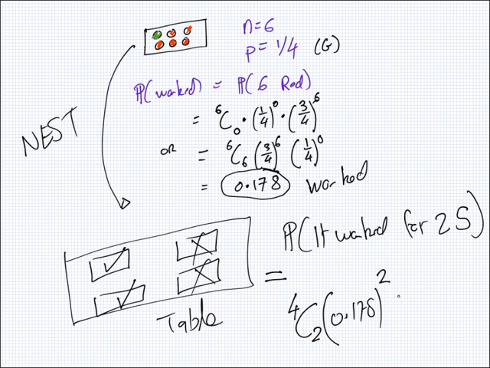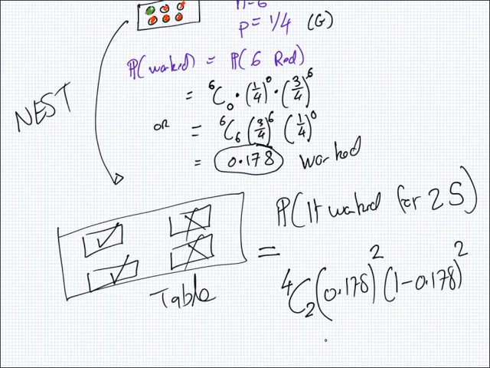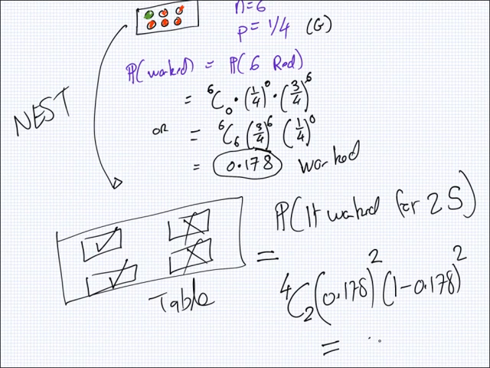Right. And then here, 1 minus 0.178, also to the power of 2. So actually it doesn't matter which way around, but if it was, it would be 3 students successful. So this would be 3 minus 1. Okay, so what do we get here? 0.128.